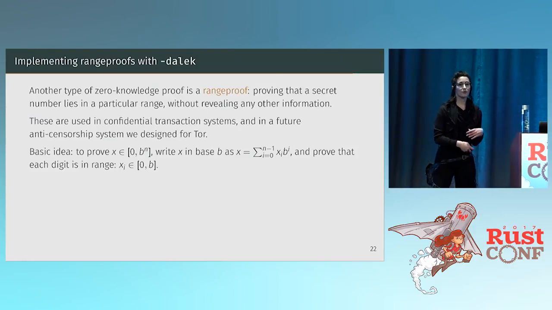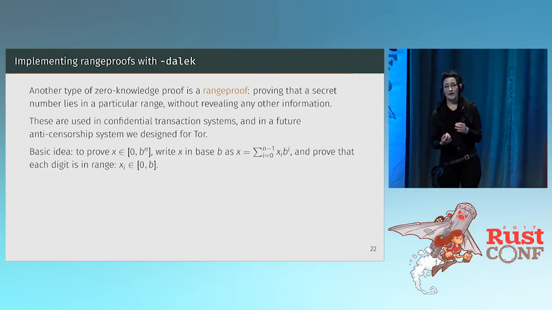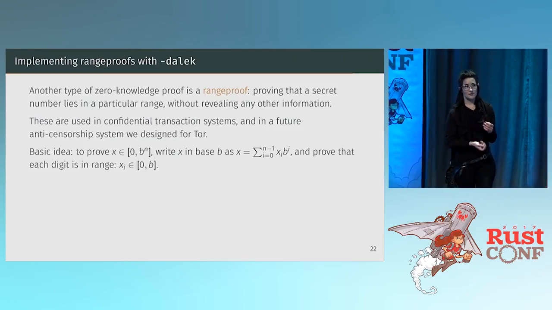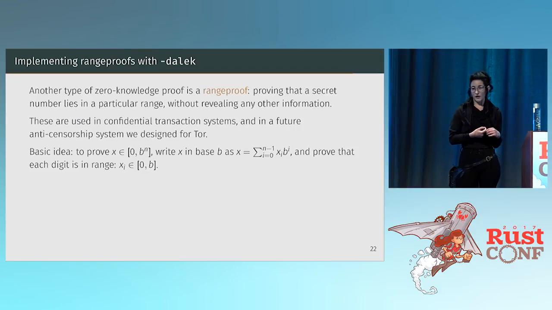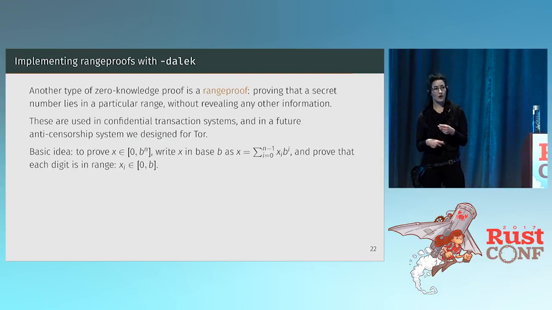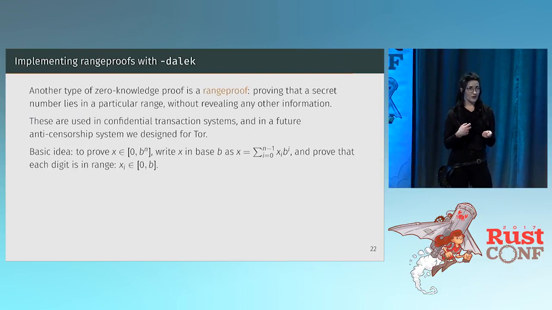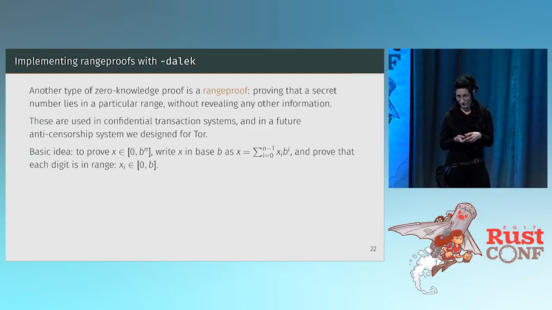So the basic idea is you want to prove X is in the range 0 to B^N, and you write X in base B such that it's the summation from i=0 to N-1 of X_i times B^i. And you prove that each digit X_i is between 0 and B.